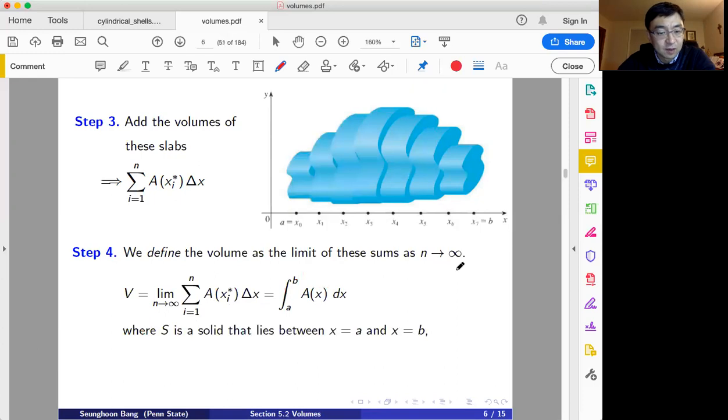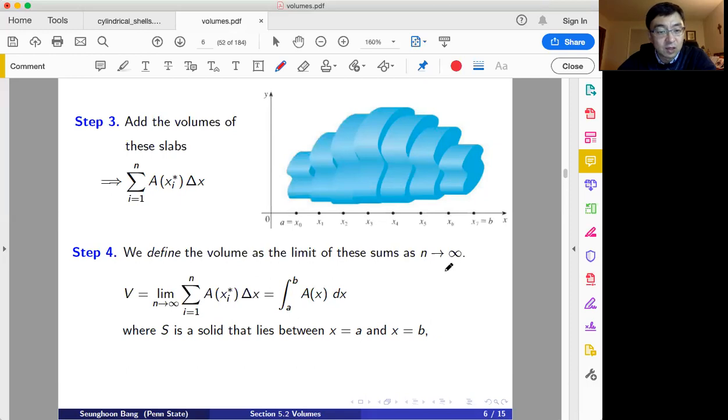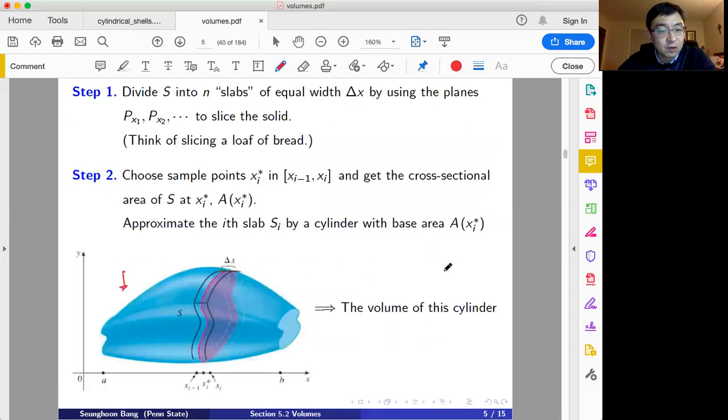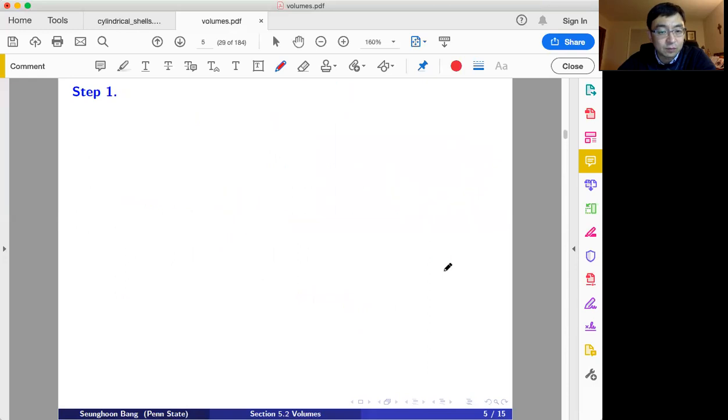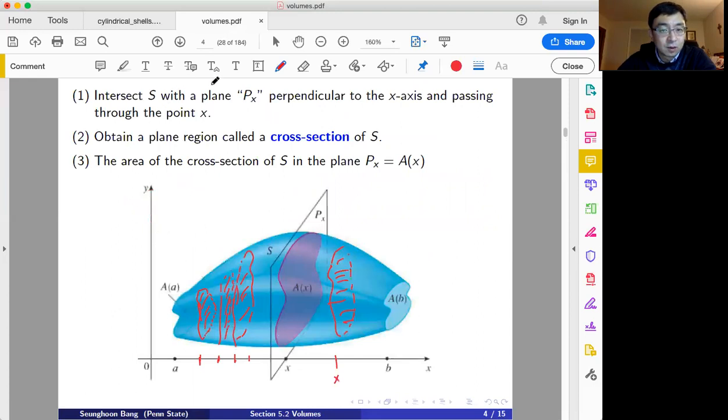So like this, where S is a solid that lies between x equals a and x equals b, A(x) is the cross-sectional area of S in the plane Px through x and perpendicular to the x-axis. That's it. This is the whole idea for finding volume. So I can show the previous one. How can you find the volume here? This is the idea.